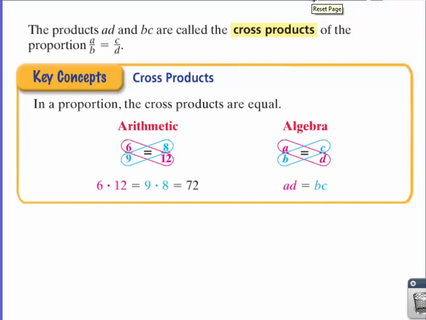For example, if I have 6 over 9 and 8 over 12, if I multiply 12 times 6, I'm going to get 72. If I multiply 9 times 8, I'm also going to get 72. So a little bit later in the lesson, we're going to try to determine, are these two ratios equal? And if the cross products are equal, then the ratios are equal. So it makes a proportion. If we look at it algebraically, it's A times D and B times C. They have to be equal to each other. So that's what we're going to be looking at today, solving proportions.